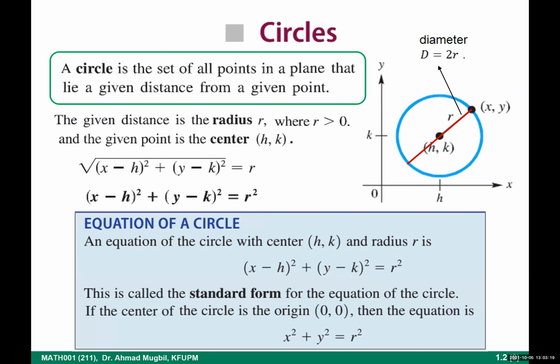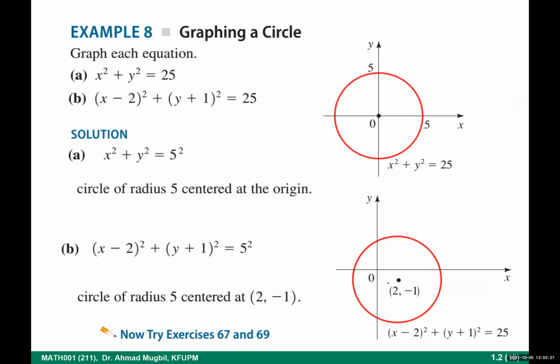Also in the previous class, we introduced the standard form of the equation of a circle. If you have a circle centered at H and K with radius equal to R, this is its equation. And if you have an equation like this, it will be the equation of a circle with center H and K and radius R. If the center is at the origin, it will be X squared plus Y squared equals R squared.